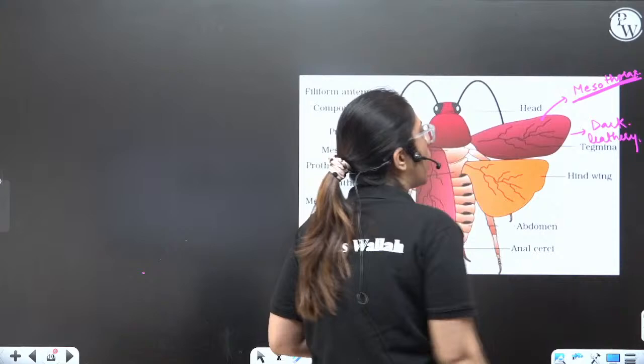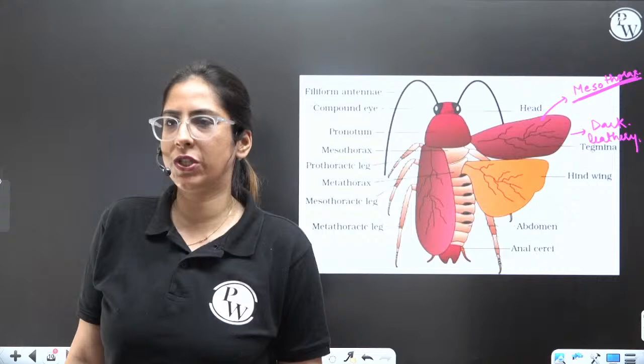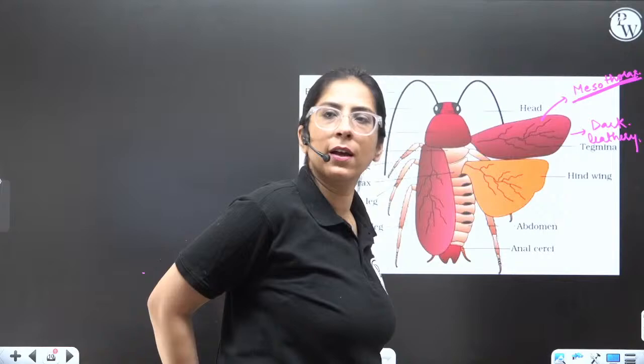So amongst these two, which one helps in flying? Tegmina, the first one or the second one? The second one helps in flight. So this is transparent, and this is the one which helps in flying. Then what is the function of tegmina? Tegmina covers the body and it helps in protection.